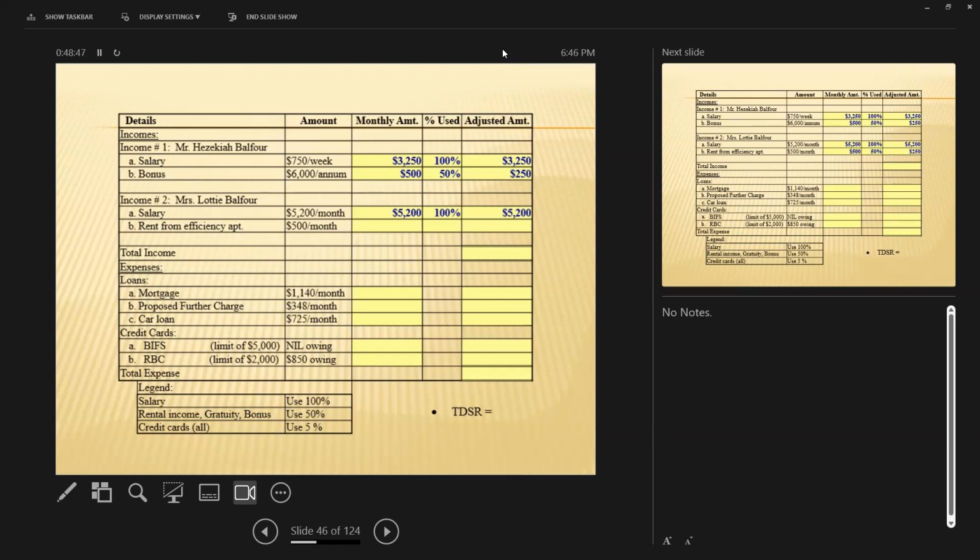Now remember, we are calculating TDSR. This is a calculation that we are doing as a bank. So they project to get $500 a month from this efficiency, so we are using that to determine their debt service ratio. We put 500 in the monthly amount, and we use 50% of it, so that's $250. Very good. And then we add it up, and we get $8,950.